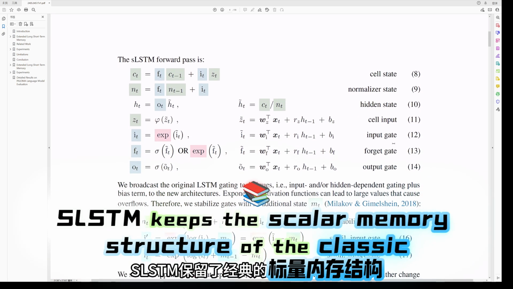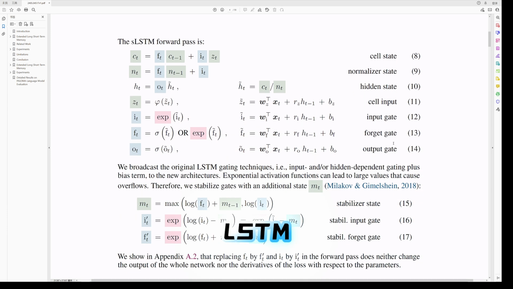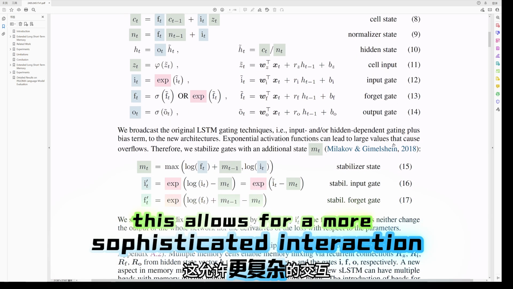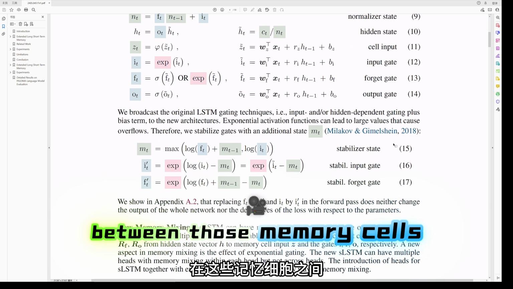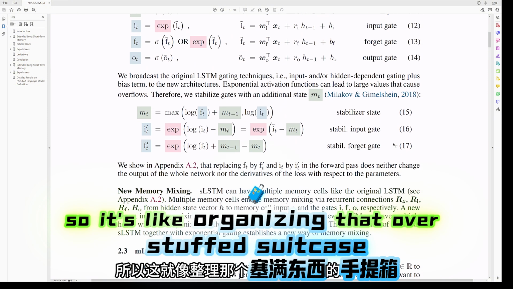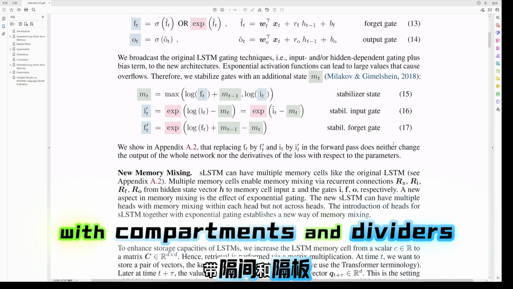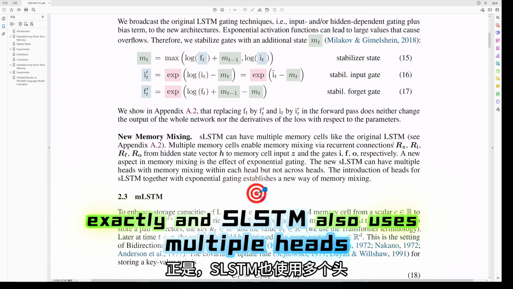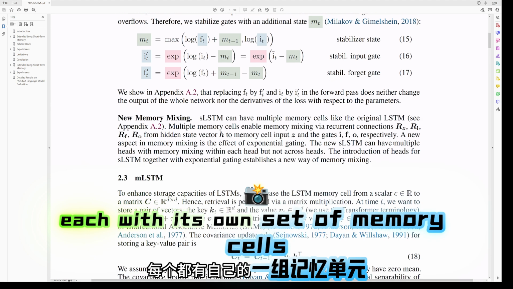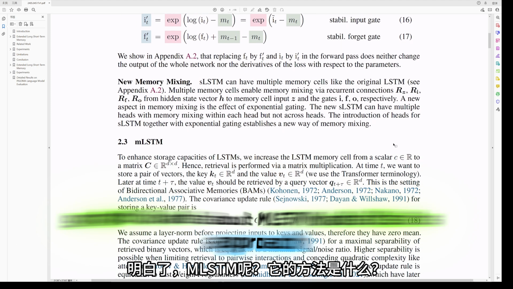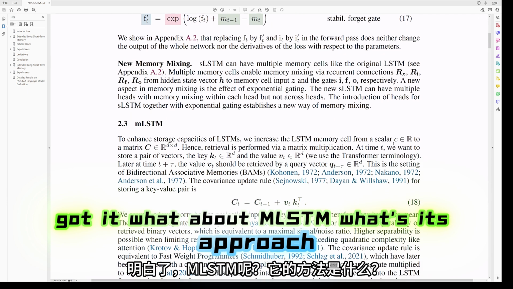sLSTM keeps the scalar memory structure of the classic LSTM, but it introduces something called new memory mixing. This allows for more sophisticated interaction between those memory cells within each head. So it's like organizing that overstuffed suitcase with compartments and dividers to make better use of the space. Exactly. And sLSTM also uses multiple heads, each with its own set of memory cells and internal mixing, further boosting its information processing power. Got it. What about mLSTM? What's its approach?